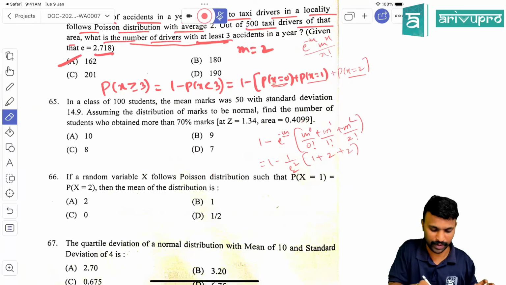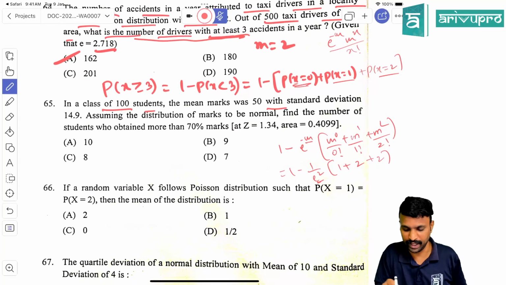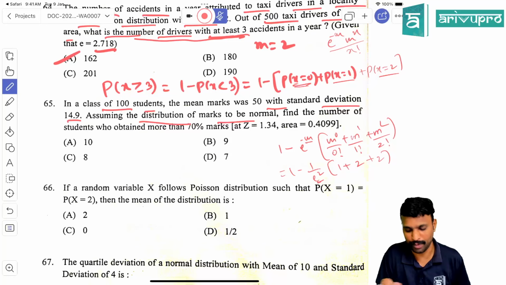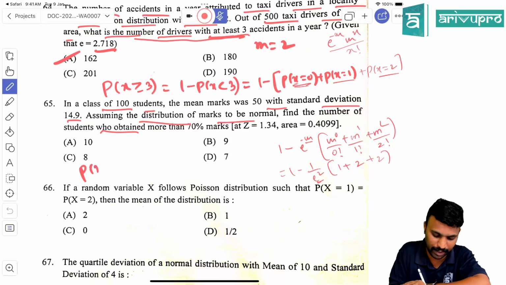Guys, moving on to the next question. In a class of 100 students, the mean marks is 50 with standard deviation 14.9, assuming normal distribution, number of students who obtained more than 70%. More than 70% means 1 minus probability of x less than or equal to 70.